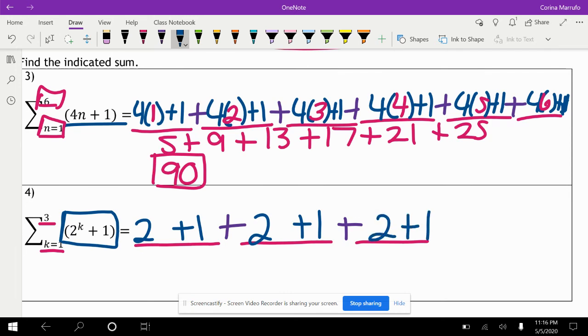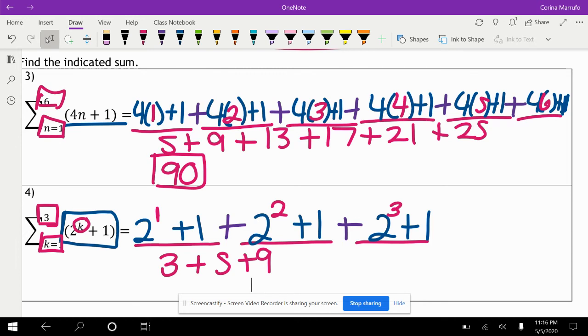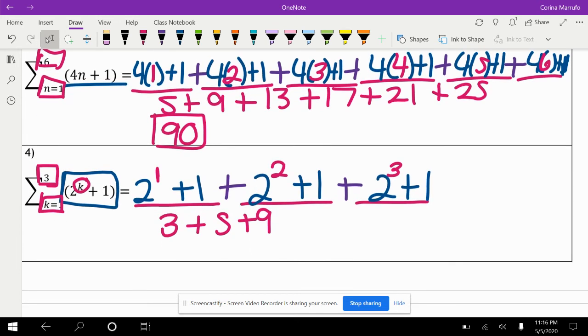Okay. And then our k, we are going to start at 1 and go all the way to 3. So it can be 2 to the first power plus 1, 2 to the second power plus 1, 2 to the third power plus 1. So 2 to the first is 2 plus 1 is 3. 2 squared is 4 plus 1 is 5. 2 cubed is 8 plus 1 is 9. And then we go ahead and add these up. 3 plus 5 plus 9 is going to give us 17.